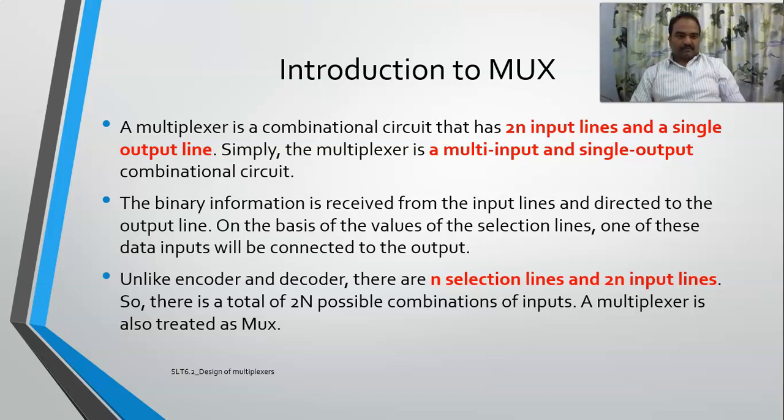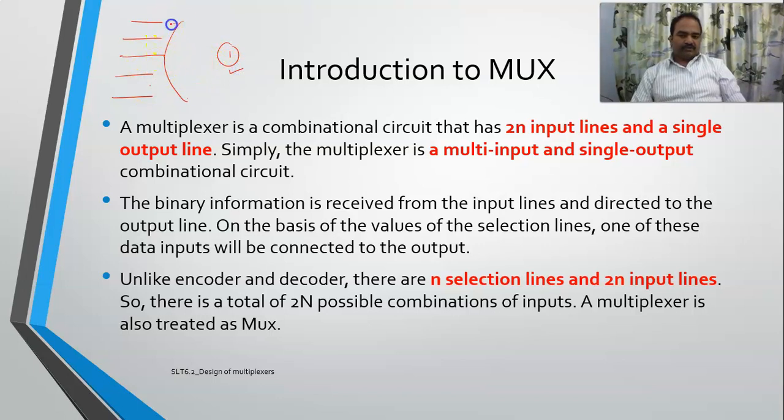As you all know, a multiplexer is one of the combinational circuits which has 2^n input lines and a single output line. Let us suppose we have a number of inputs and we need to select only one among them. Then we go for a mux, or multiplexer. Multiplexer in short is called a mux. It is just like a multi-input and single output device.